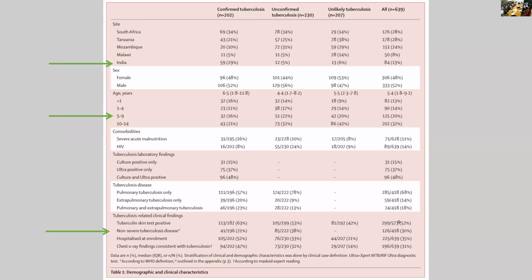You can see that India has contributed about 13% to the whole sample size. And most of the children in the study population were in the age group of 5 to 14, 20%, 32%. And the other thing was 11% of the patients in this cohort had severe malnutrition, 14% of them had HIV. And among patients with confirmed tuberculosis, 21% of them had mild TB disease, and in unconfirmed TB, 38% of the patients had mild TB.